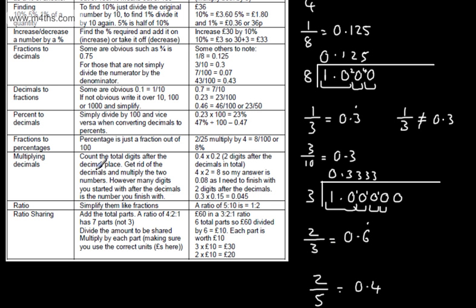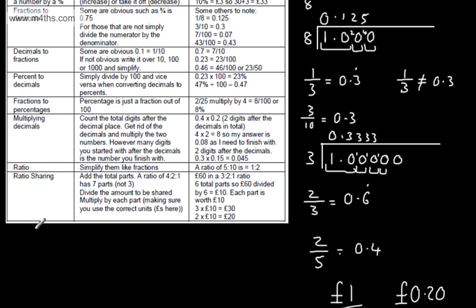Right, okay, the other way, decimals to fractions. Some are just obvious. All we're going to do with this particular case, for example, 0.1 is equal to 1/10. If we have, for example, 0.23, this is going to be now 23 over 100. What have I done here?